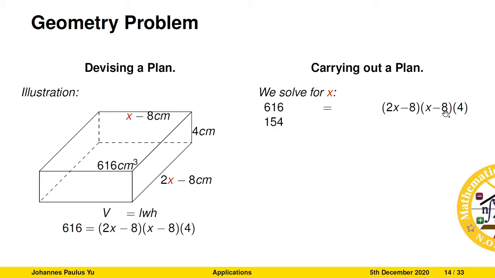So, now we multiply what remains. Using the FOIL method, first term, 2x times x. The answer is 2x squared. Outer term, 2x times negative 8. The answer is negative 16x. Inner term, negative 8 times x. The answer is negative 8x. So, they are similar. Negative 16x plus negative 8x is equals to negative 24x. And last term, negative 8 times negative 8, the answer is positive 64.